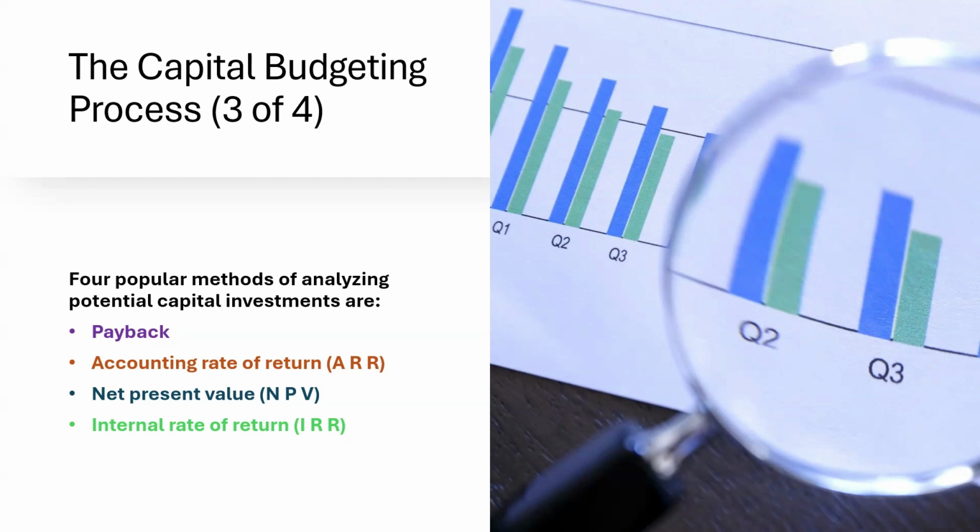The first two methods, payback and accounting rate of return, are relatively quick and easy to use. They are effective for capital investments with a short lifespan, such as computer equipment and software, which may only be useful for 3 to 5 years. Now, these methods also help screen potential investments, identifying those that are less desirable.